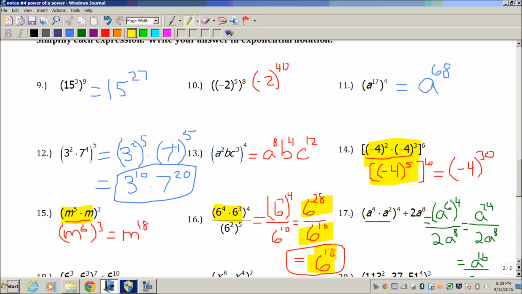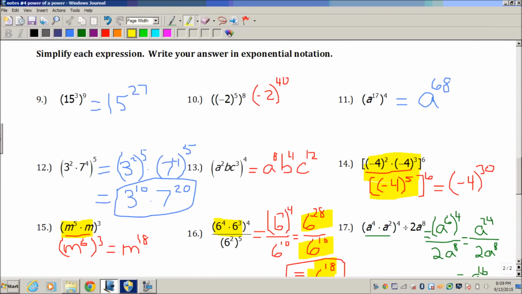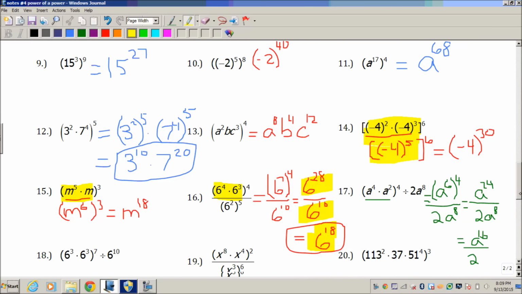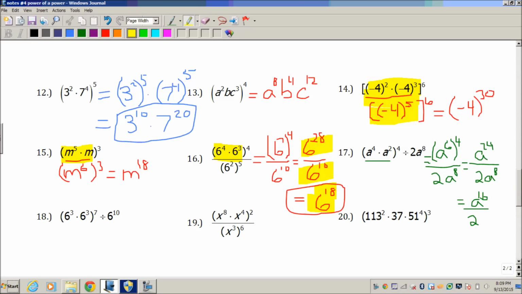Again, number 17 is a similar example where we have to do a few steps before you get to the final answer. So first, I simplified what's inside the parentheses. They both have the same base, so I added the exponents, and I ended up with a to the 6th raised to the 4th power. And instead of writing the divided by symbol, I just put it as a fraction form, so divided by 2 times a to the 8th. I simplified the numerator to get a to the 24th divided by 2a to the 8th.